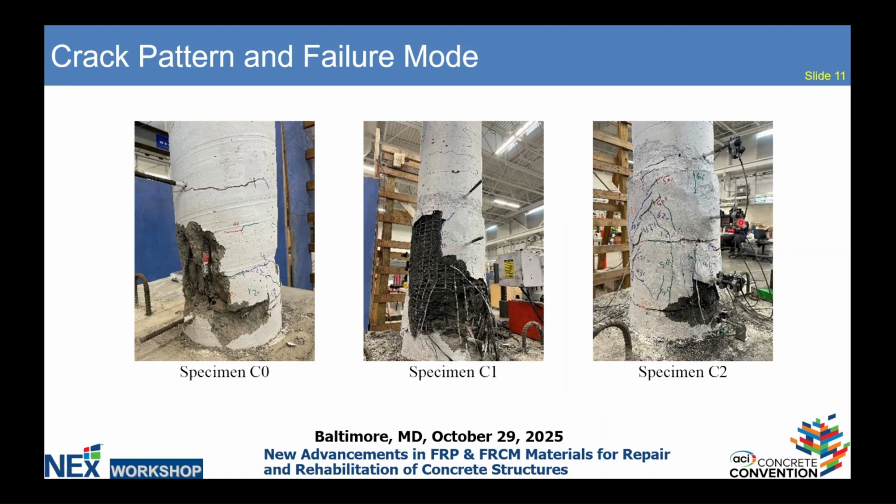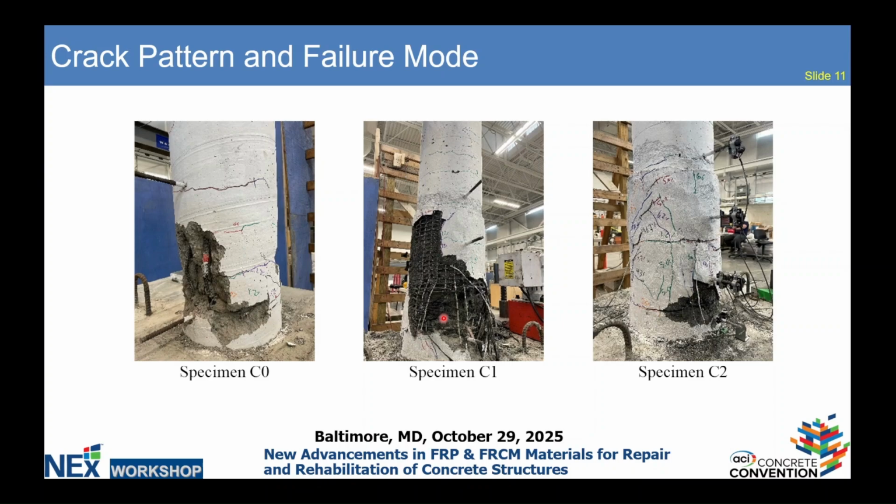Moving to the results, and talking about the crack pattern and the failure mode. Since the behavior is a flexural behavior, we had horizontal cracks at the beginning. Looking at the control specimen here on the left, the cracks started horizontal. Then we had spalling. After further deformation and cycles of loading, we started having concrete crushing and also rebar buckling. A similar crack pattern was observed in the retrofitted columns.